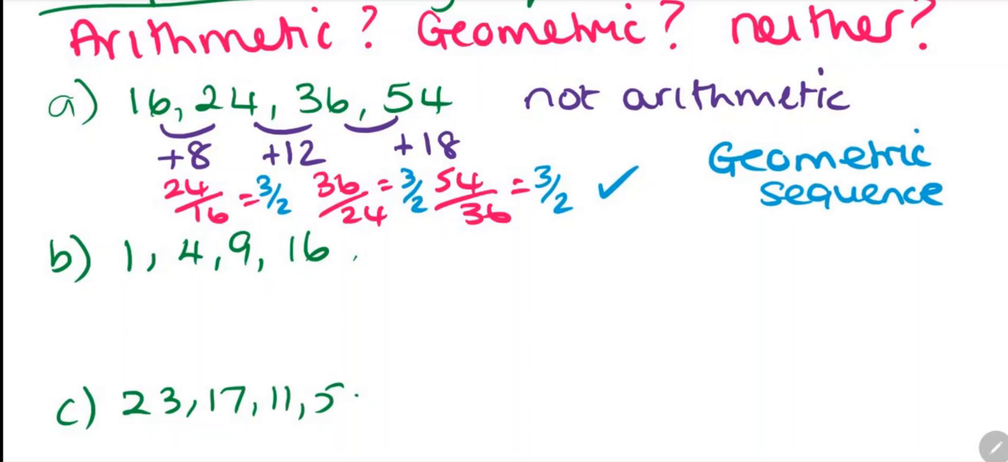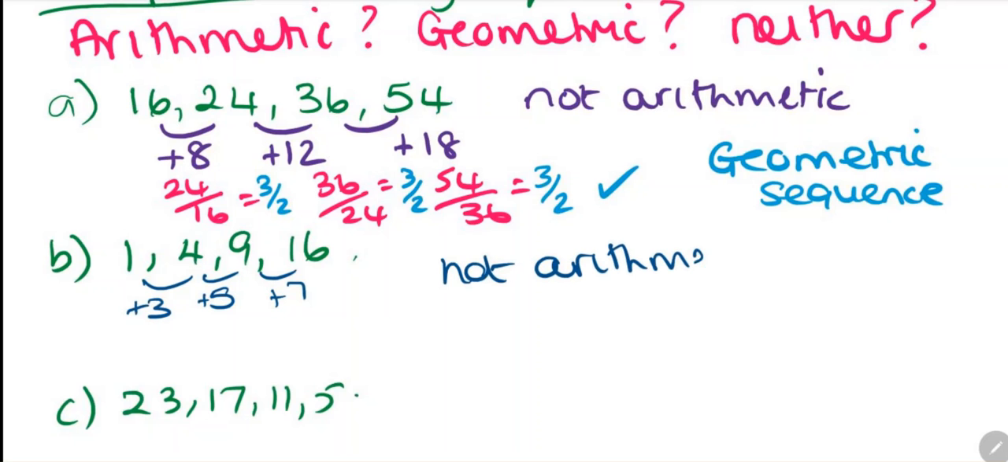So now we're going to look at this next question. So the first thing we'll look for is the common difference. 4 take away 1 is 3. 9 take away 4 is 5. And 16 take away 9 is 7. So you can say no. So it's not arithmetic, as there's no common difference.